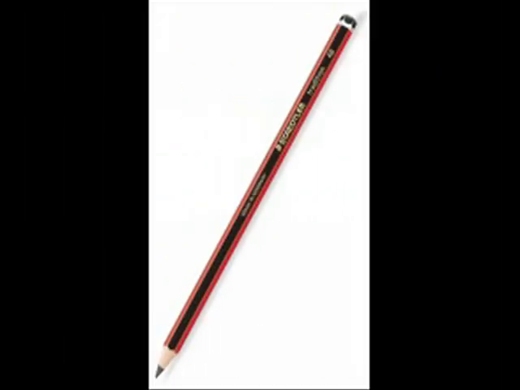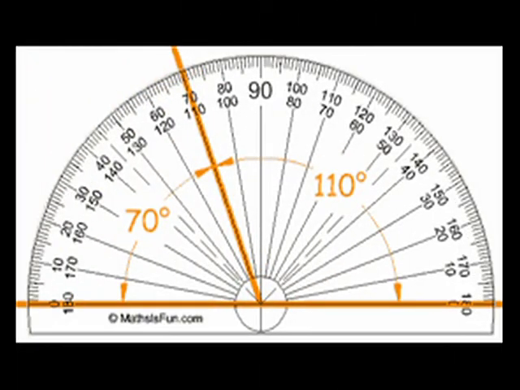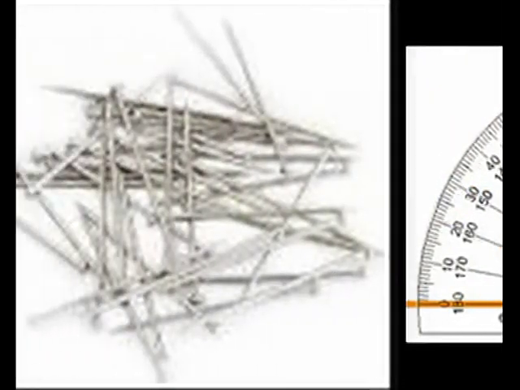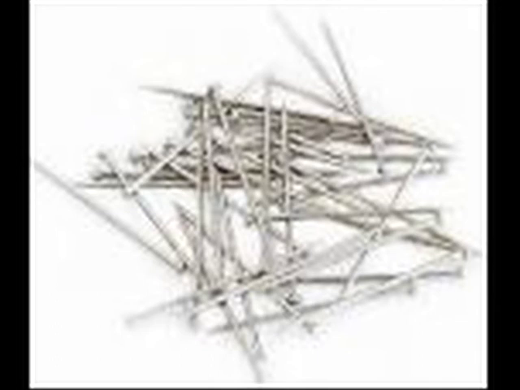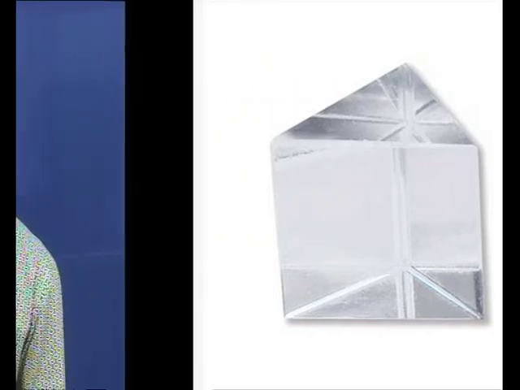I'm going to introduce the materials required for this activity. We have a pencil, we have a protractor, and then of course we need pins, and then we also need the glass prism.